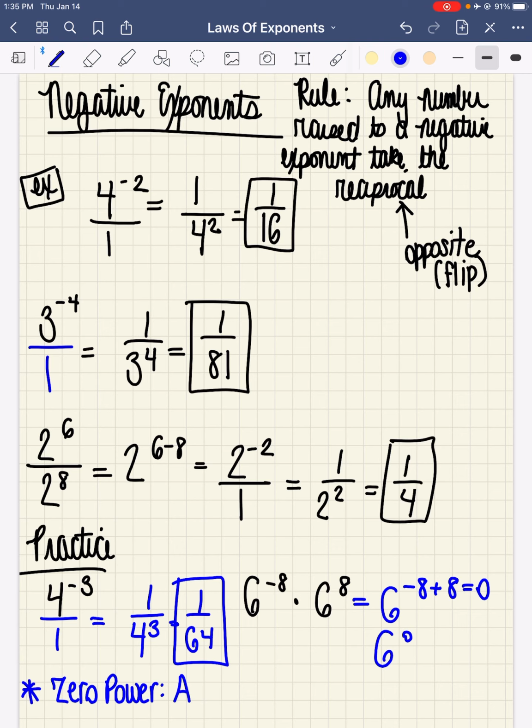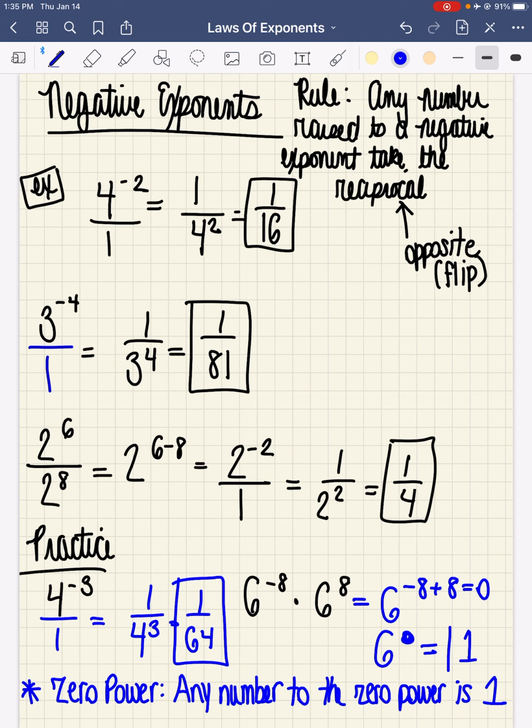Any number to the 0 power is 1. So 6 to the 0 power would be 1. We'll practice some more of these together in class.